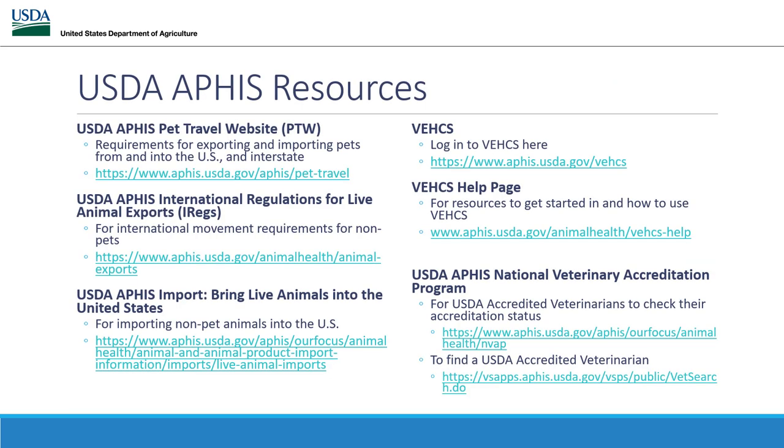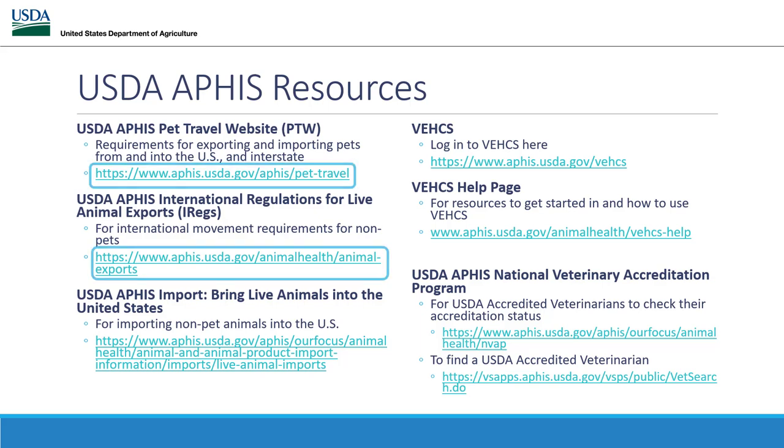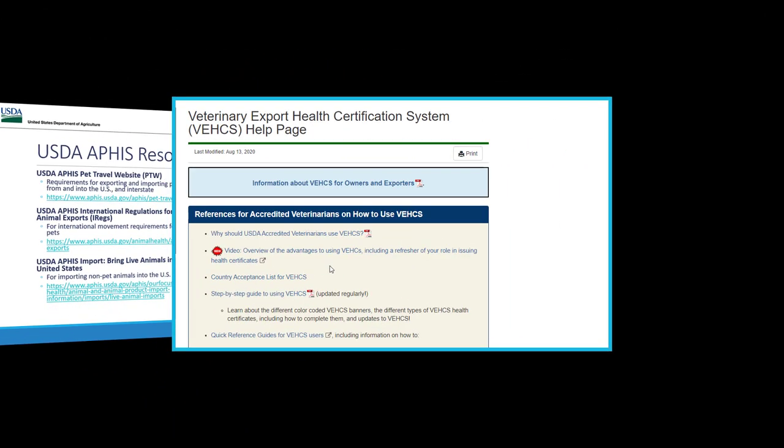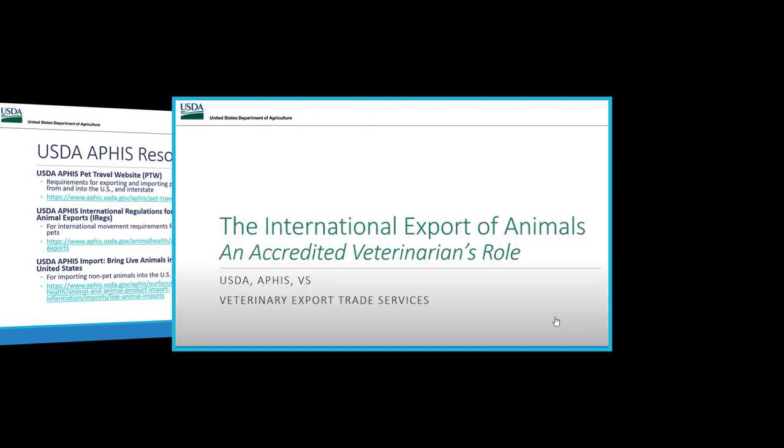USDA APHIS has numerous resources to assist USDA accredited veterinarians in successfully preparing their patients for export to another country. For the import regulations for other countries, please make note of the URL for the USDA APHIS PTW and USDA APHIS IREGS provided here. To view the companion video to this presentation on an accredited veterinarian's role in the international export of animals, the link to that video is available from the VHICS help page.